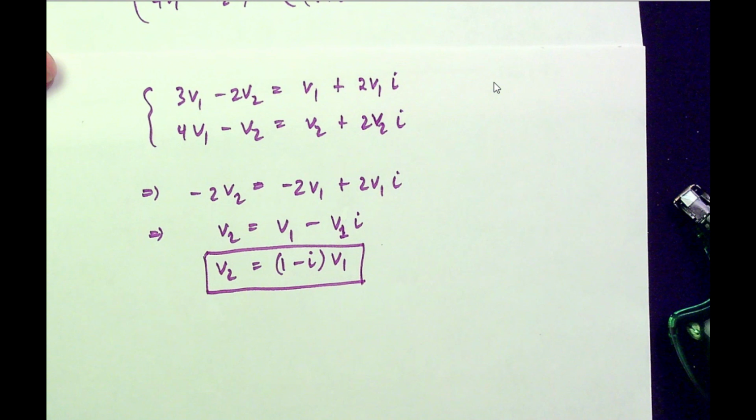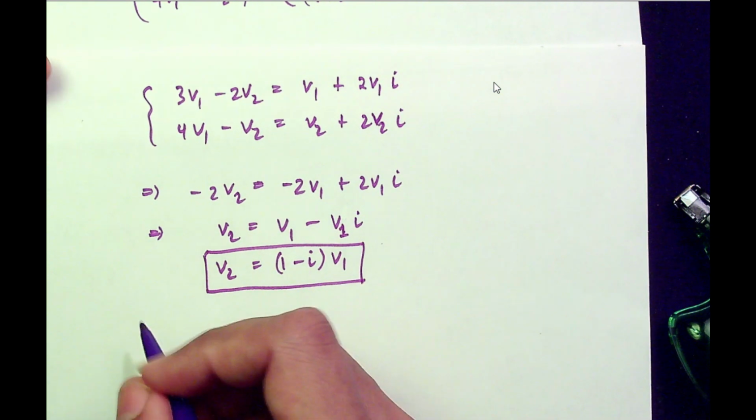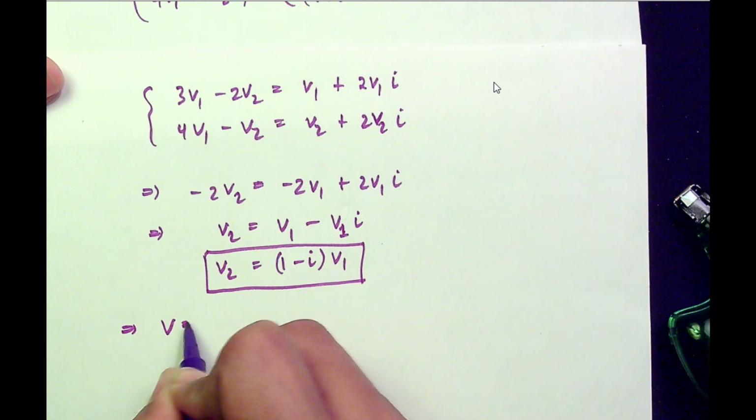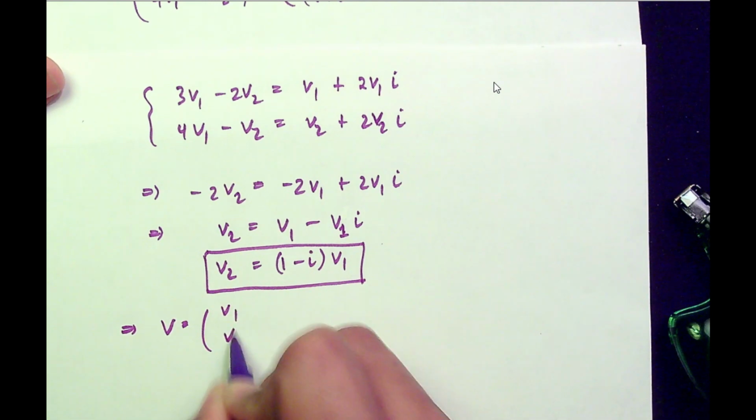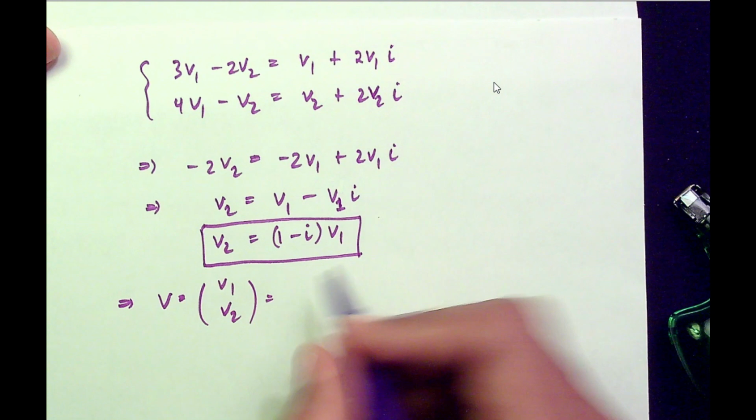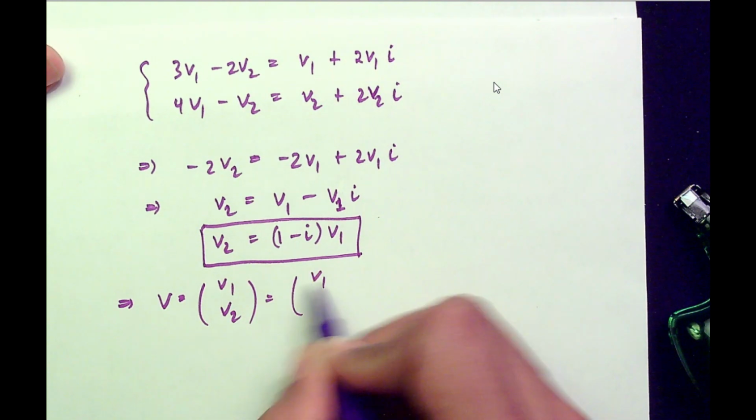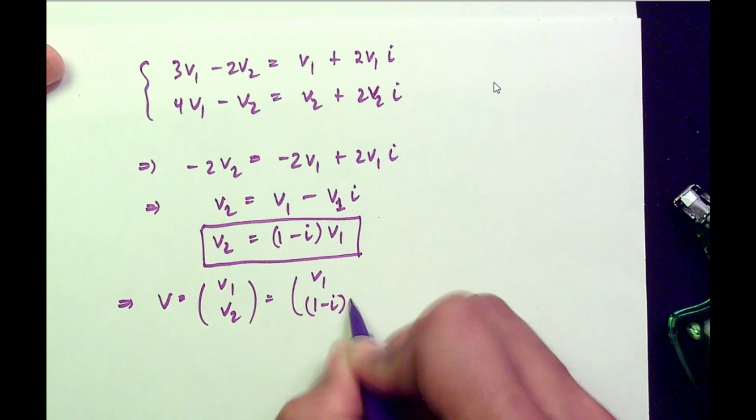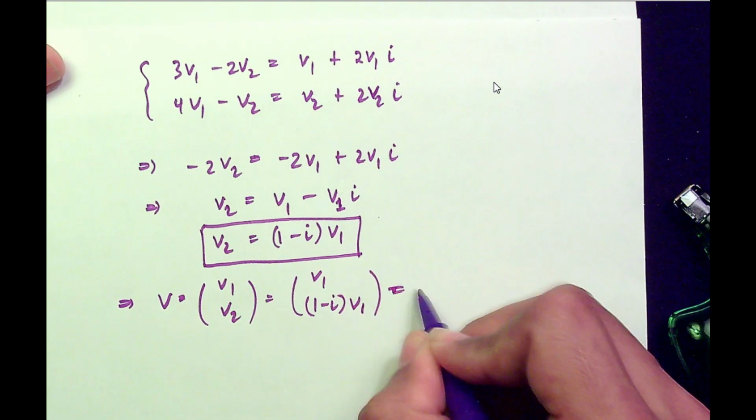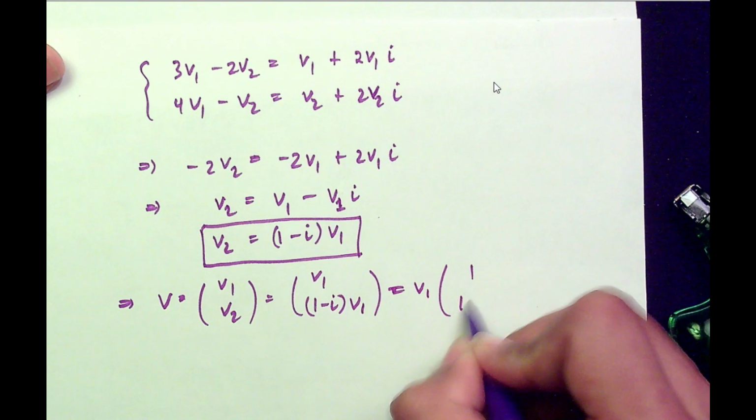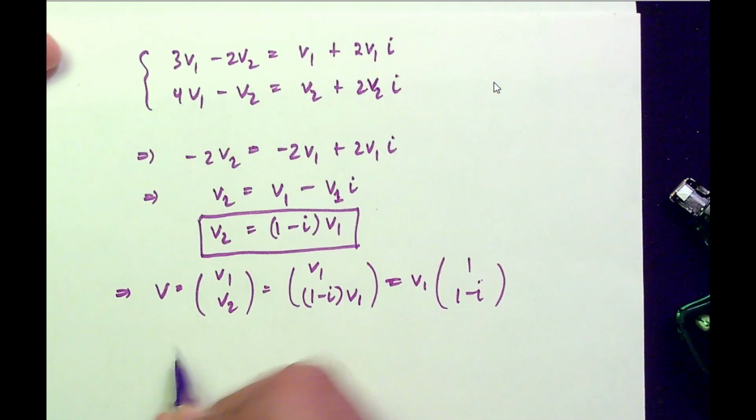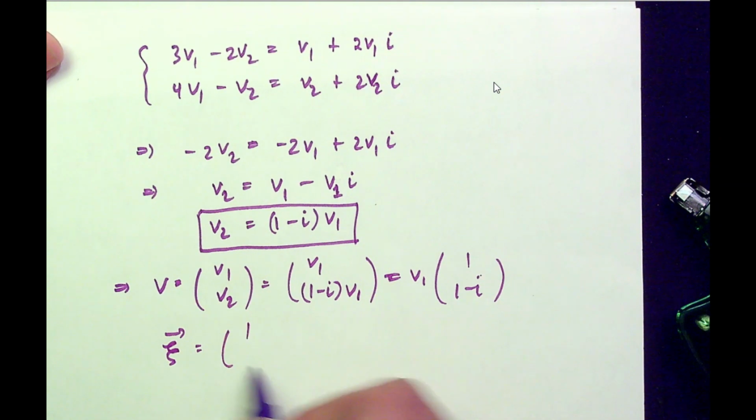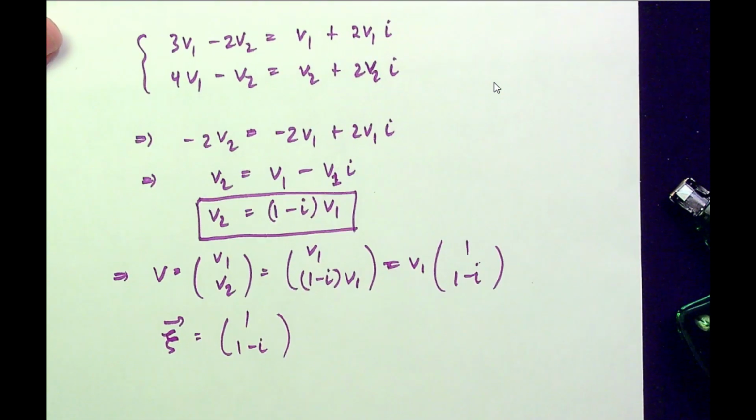So I'm going to put it in v to figure out what the eigenvector that I was looking for is. So then you have v1, and then v2 is this. So this is 1 minus i v1, and then when you factor out the v1, you get 1 minus i. So that means the psi that we were looking for is 1 minus i.